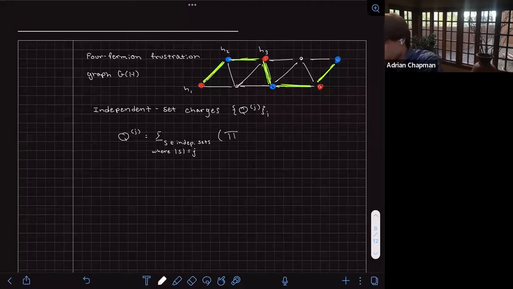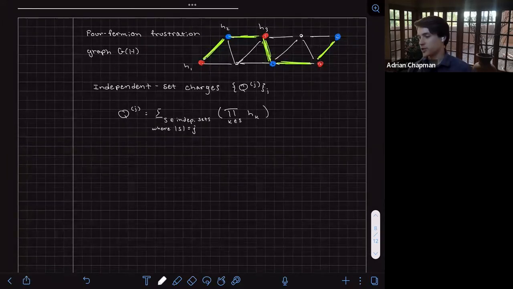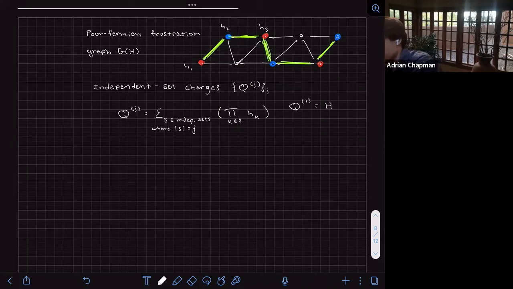And then the term, similar to how we defined our matching operator above, is the product over all vertices in the independent set with X of K present. Right, so the terms here will generally not commute with each other, but what I'll quickly show is that the independent set charges themselves do commute, and also commute with the Hamiltonian. Note that Q sub one is the sum of all products of one term from the Hamiltonian, so Q sub one is actually the Hamiltonian itself. And Q zero is by convention chosen to be the identity.